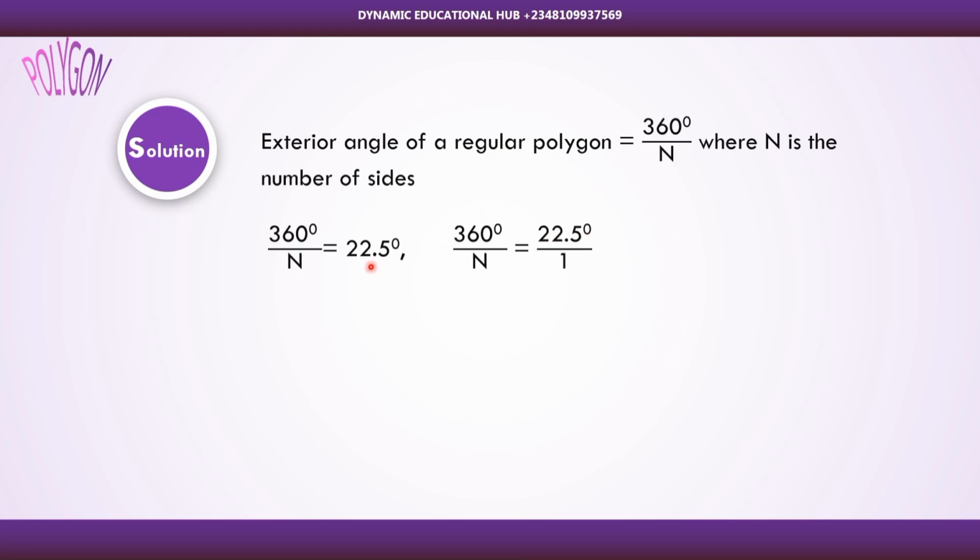Turning this 22.5 to a fraction, we have 22.5 over 1. So let's solve our question by cross multiplying. When you cross multiply, you get 22.5 degrees times n equals 360 degrees. To find the value of n, divide both sides by 22.5 degrees. So we have 360 degrees divided by 22.5 degrees. Degrees will cancel degrees, and 360 divided by 22.5, you have 16. So the number of sides this polygon has is 16.